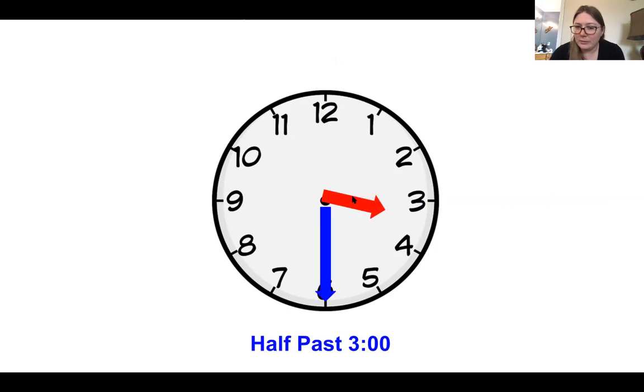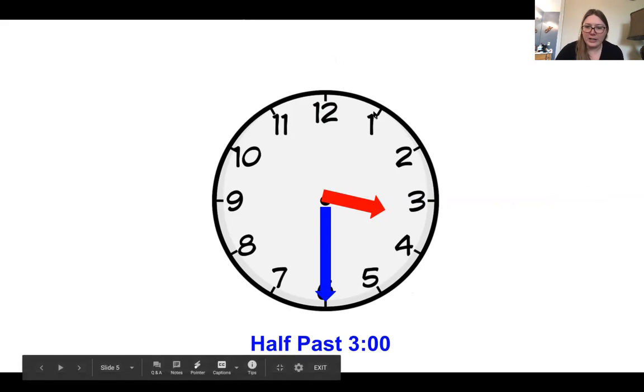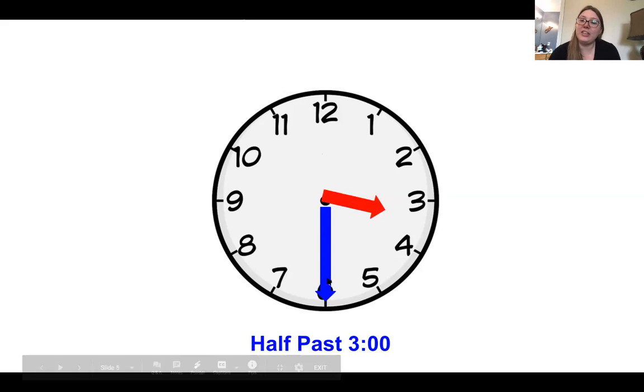Here our hour hand is still between the 3 and the 4. It's moved a little bit, but it's still between the 3 and the 4. And our minute hand is pointing directly at the 6. Well, remember we said from the 3 to the 6 is our second quarter. So 5, 10, 15, 20, 25, 30. And this is what we call half past 3 o'clock, because half of the hour is gone. The first quarter and the second quarter, we're halfway done with the clock.